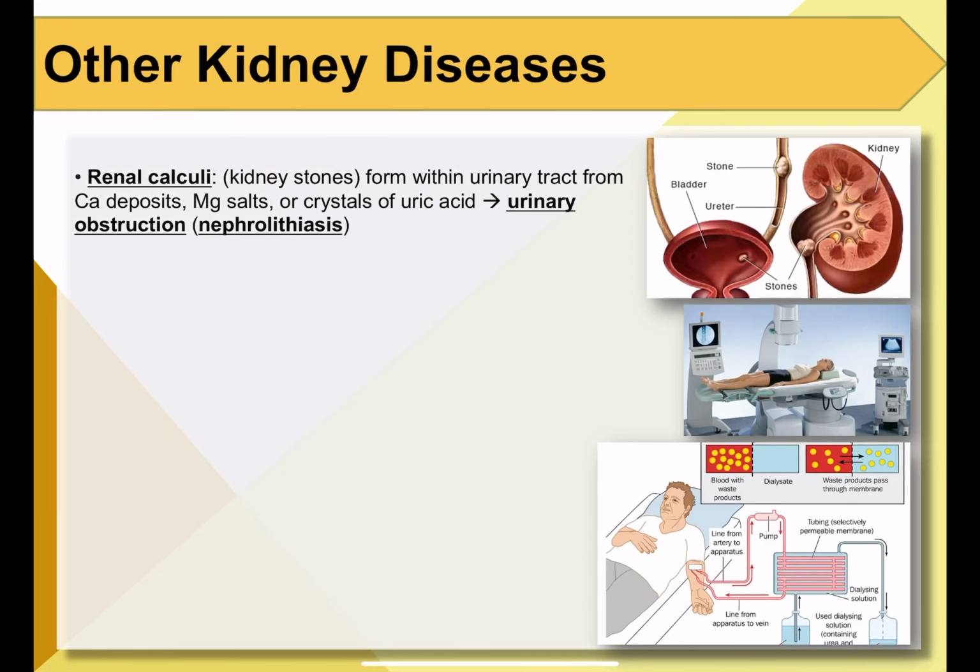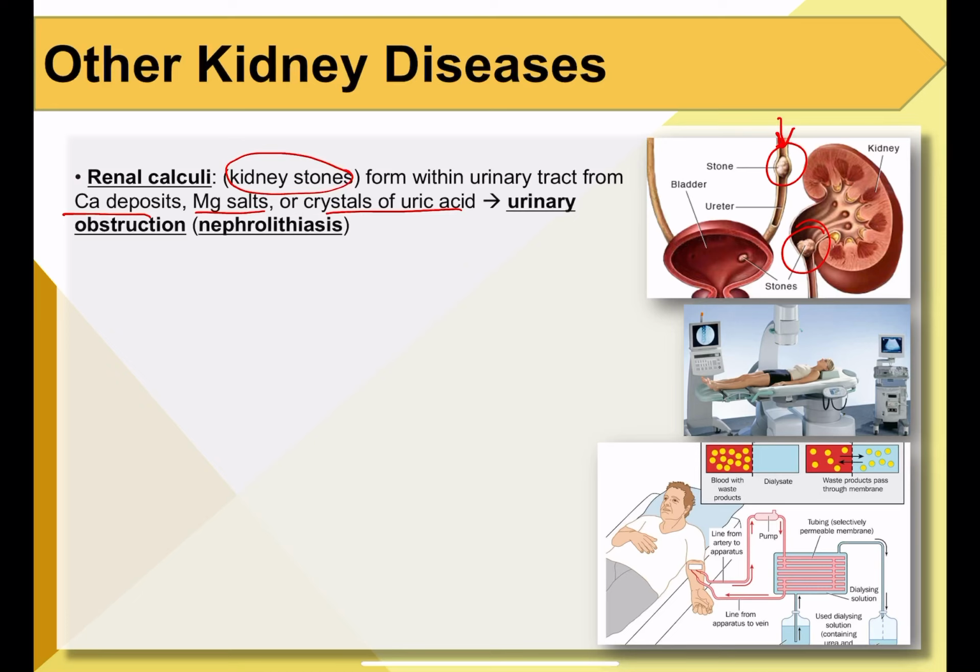Okay, and the last thing are the number of diseases that are associated with the kidneys. We will name a few here. You have renal calculi. So renal calculi are another fancy name for kidney stones. Sometimes kidney stones can form within your urinary tract, either in the pelvic area or within the ureter area, due to calcium deposits, magnesium salt, or crystals of uric acid. This can lead to urinary obstruction because then your urine can't go through the ureter into the bladder, and hence this condition is called nephrolithiasis.